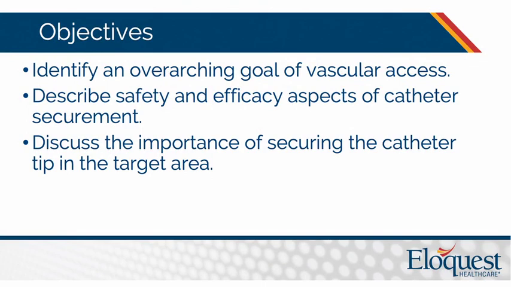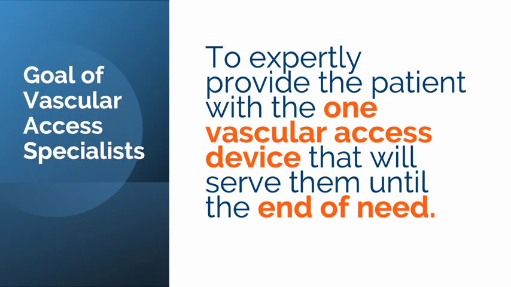All right, so here's our objectives for today. We're going to identify an overarching goal of vascular access. What does that mean? It means I don't have the overarching goal for vascular access, but I think I have a pretty good one. We're going to look into safety and efficacy, and I'm going to start my timer. There we go. And we're going to discuss the importance of securing the catheter tip, CVAD catheter tip, in the right place.